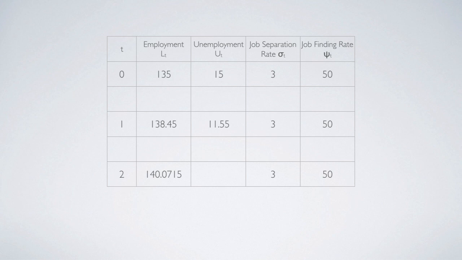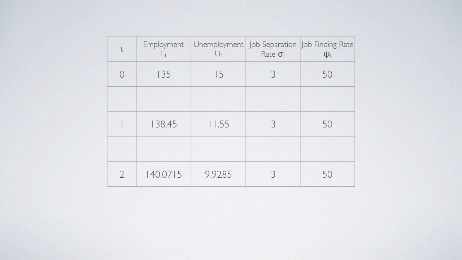And then for unemployment, we will have 1 minus 50% of those 11.55 stay put in unemployment. And we will have 3% of those 138.45 employed workers become job separated and become unemployed. This would give us a total number of unemployed to be 9.9 million.